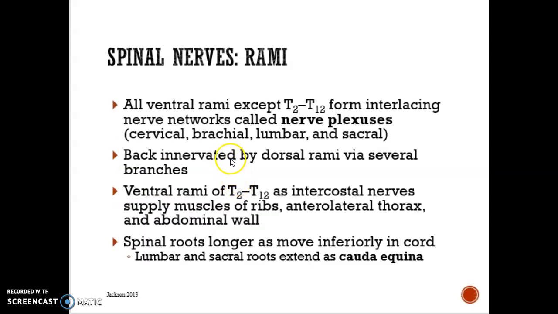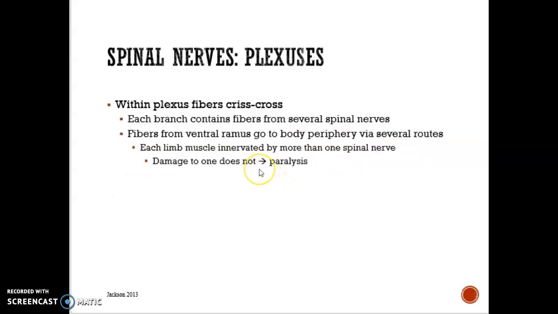All the ventral rami except for the thoracic have these interlacing networks called plexuses, and that's what I want to get into next: the cervical, the brachial, the lumbar, and the sacral plexus. A plexus basically is where fibers are going to crisscross and branch and then integrate and send information into one specific area. What's neat about these is that because of this branching and because there are multiple plexuses going to different areas, if you damage one piece of it, it doesn't cause paralysis.